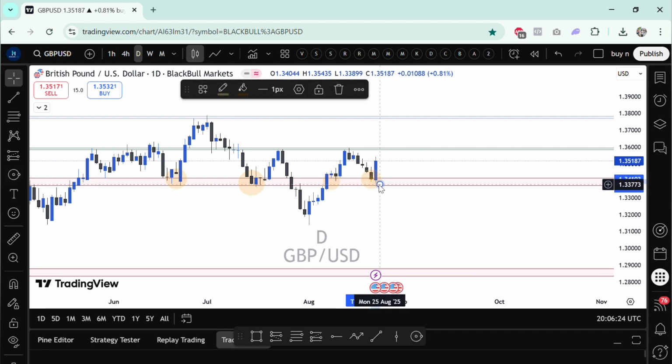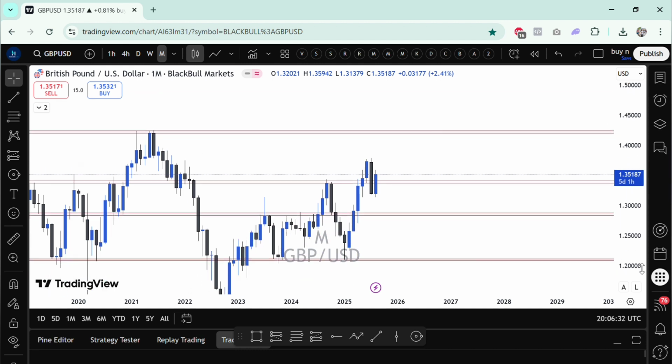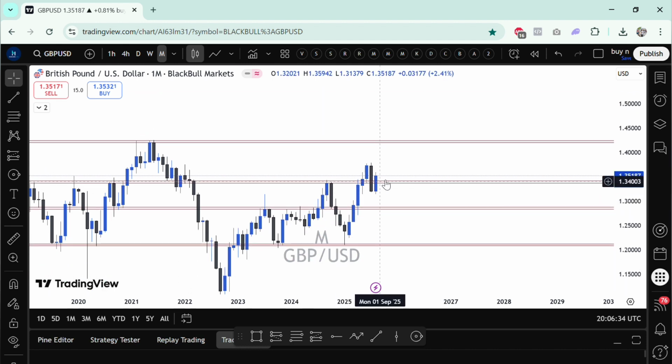This region is the monthly resistance that has now turned support. If you remember, when we go back to the monthly, it was the monthly resistance that is now turning into support.